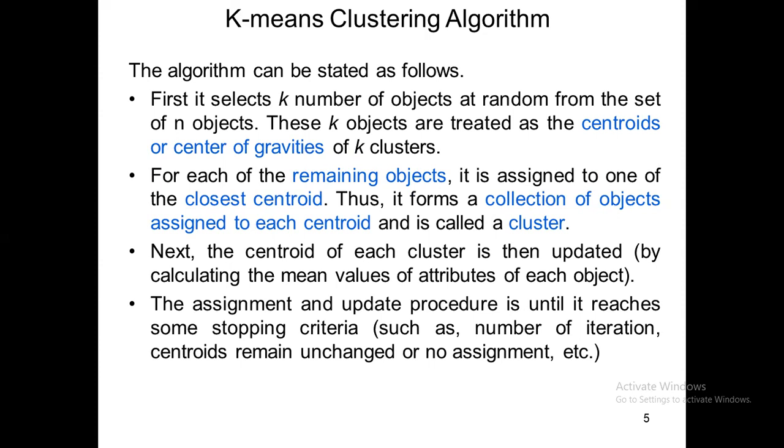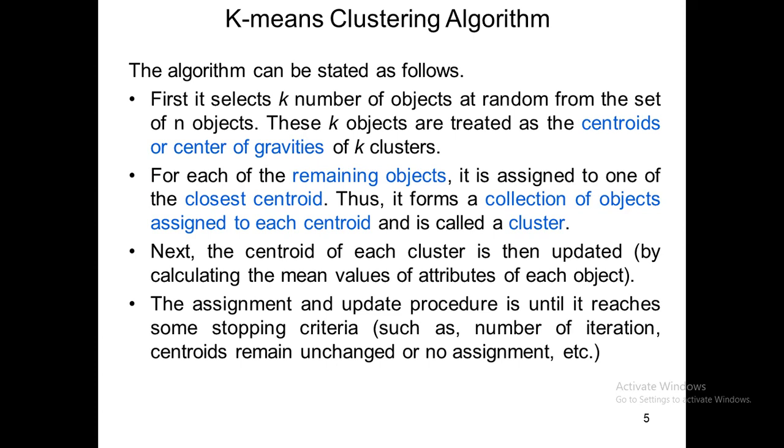For each of the remaining objects, so I have cluster means centroid. Okay, so remaining objects are there, and each is assigned to the closest centroid. And thus it forms a collection of objects. First they have to identify the centroid, the center of gravity, the center point, and the remaining objects create another form of clustering, right? So it forms a collection of objects assigned to each centroid.